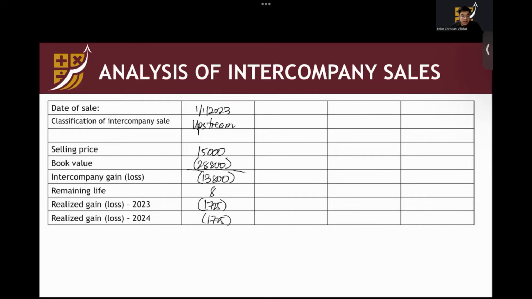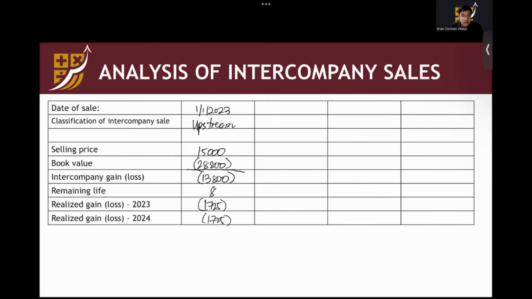Kaya ganyan yung realized loss natin for both years. Wala namang sinabing binenta ng buying affiliate yung fixed asset dito or binenta sa outsider or unrelated party. So, tuloy-tuloy lang yung pag-amortize over the remaining life. Okay? Ayan. So that's for the first intercompany sale.